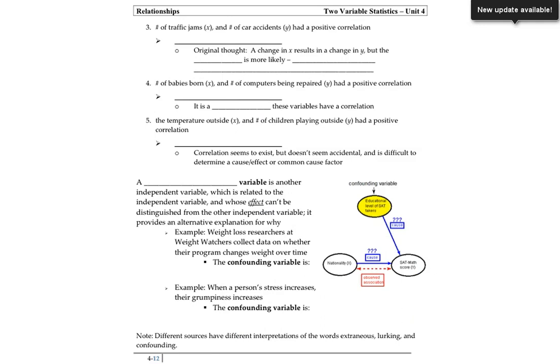The third type of relationship is the example of the number of traffic jams and the number of car accidents. So the number of traffic jams is X and the number of car accidents is Y. And it might make sense that if you have more traffic jams, you would have more car accidents. But what is actually more likely to be occurring is that the number of car accidents is causing more traffic jams. So it's almost like this should be the X value and this should be the Y value.